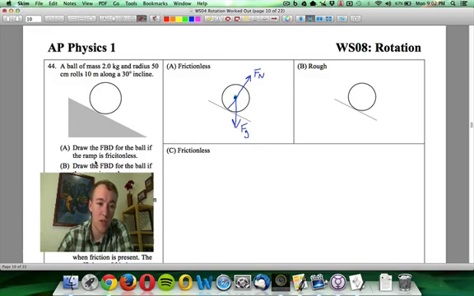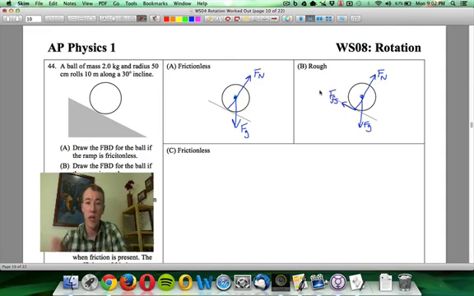Part B wants us to draw a free body diagram if the ramp is rough, and that means there's going to be friction. So you still have the force of gravity acting from the center here, and you've got this normal force that comes up from the ramp, but then at this point here where the ramp touches the ball, there is going to be friction. And if there's no slipping, this friction is actually static friction. Even though the ball is moving, at that point right there, there's static friction acting on the ball.